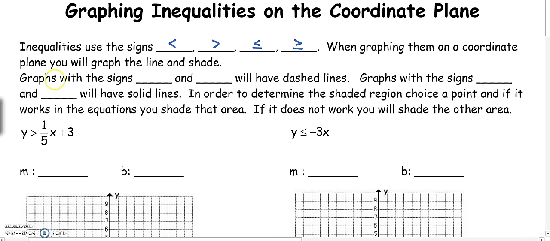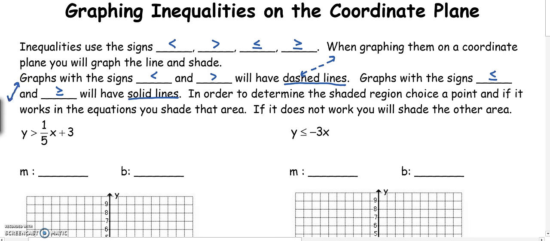So graphs with the signs that are less than or greater than are going to have dashed lines. So a dashed line should have some kind of breaks in it. That would be like a dashed line. Graphs with signs that are less than or equal to or greater than or equal to will have solid lines. So a solid line means that the line is going to have no break, it's continuous.